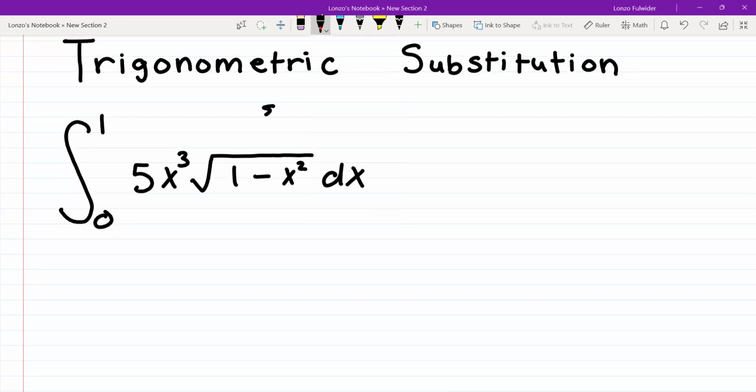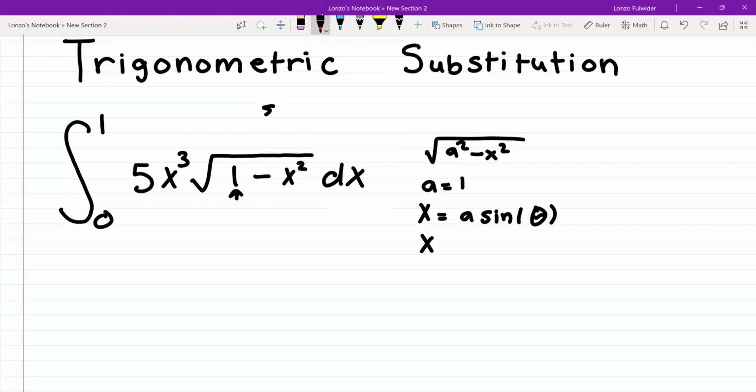Let's use this pencil. So yeah, we're going to use the square root of a squared minus x squared. My a value is definitely 1. So we're going to use this identity: x equals a times sine theta. And we agreed that our a value is 1, because what number when squared gives you 1? 1.